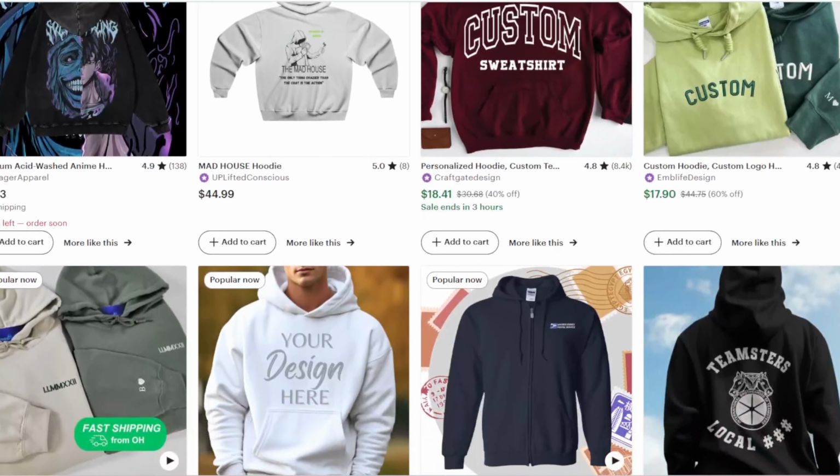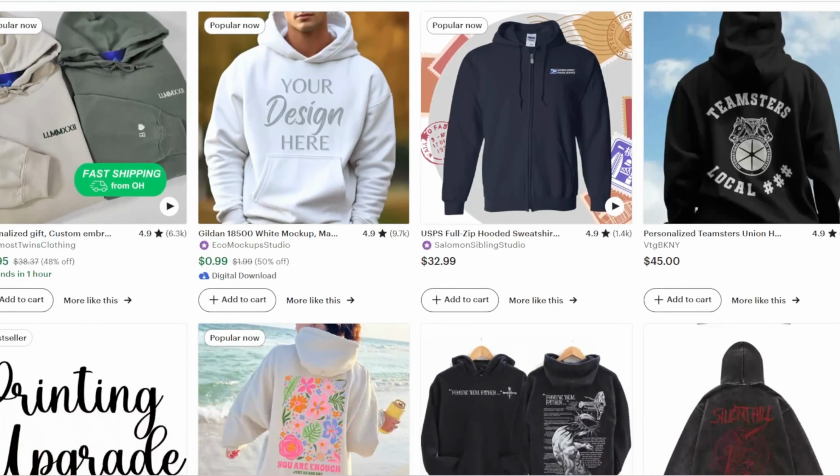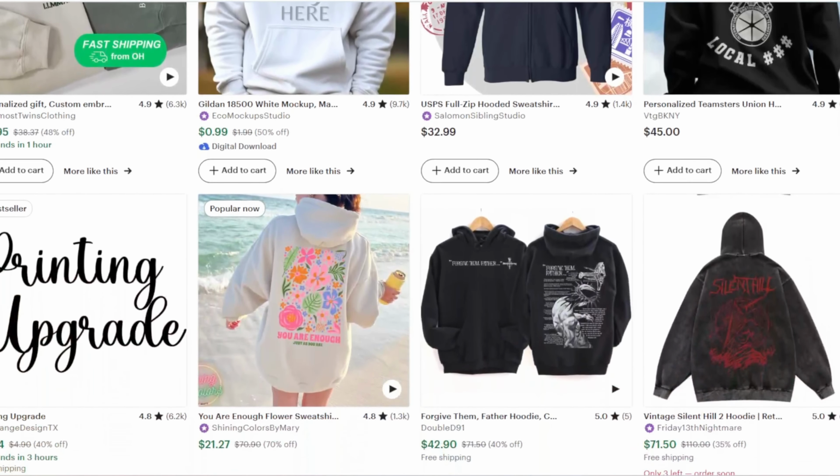All right, so next up we have hoodies. Now hoodies on average on Etsy, they're going to be selling anywhere between $30 to about $60. And I don't know if you noticed, but I do use Etsy a lot.